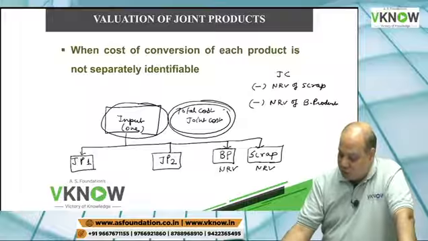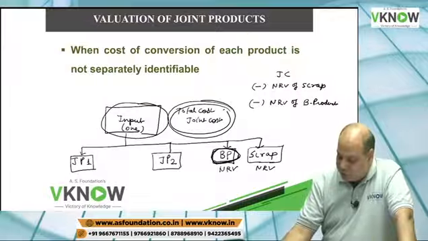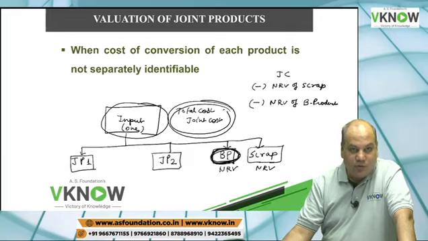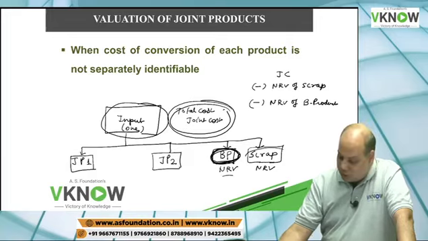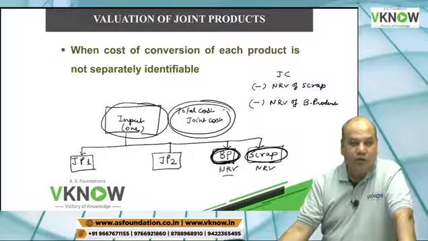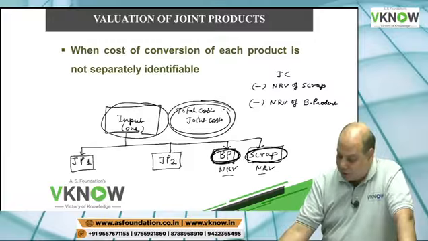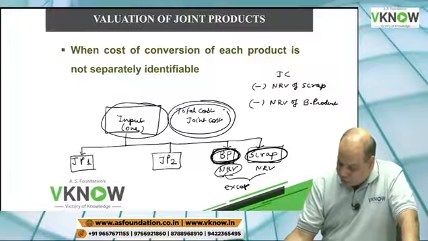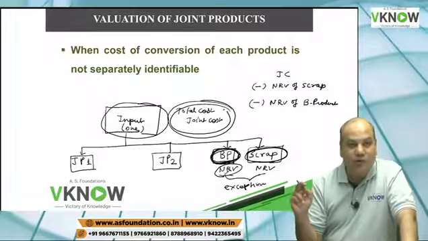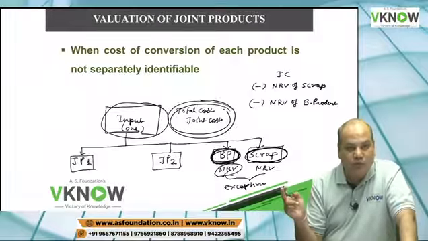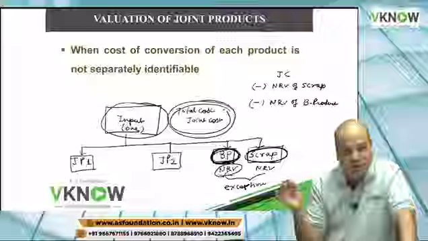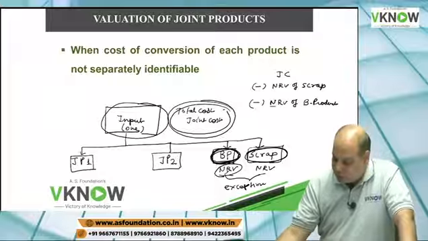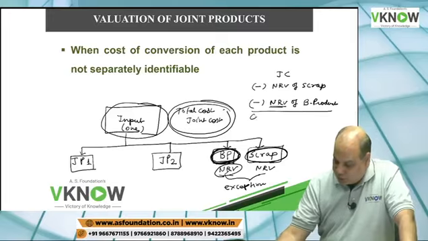Simply we will check how much amount I am going to realize by selling the byproduct net of any expense, NRV. How much amount I am going to realize by selling the scrap net of expense, NRV. So these two items are again exception to this chapter. This chapter says cost or NRV whichever is lower. In case of byproduct and scrap, I can't calculate the cost. So I will take at NRV, net realizable value.